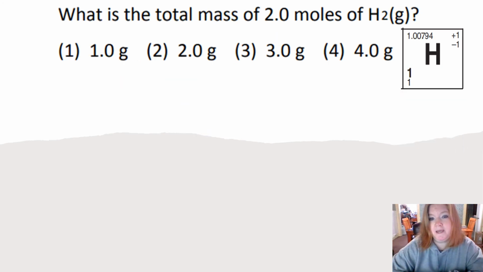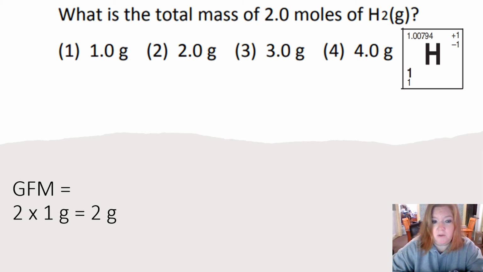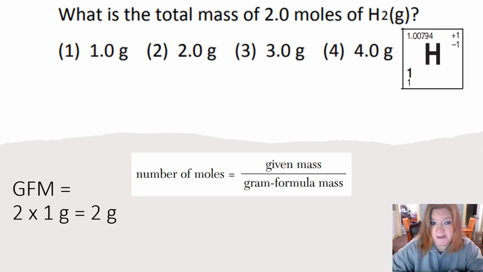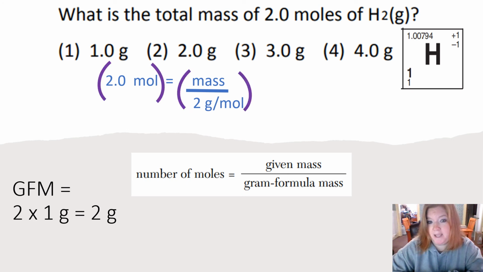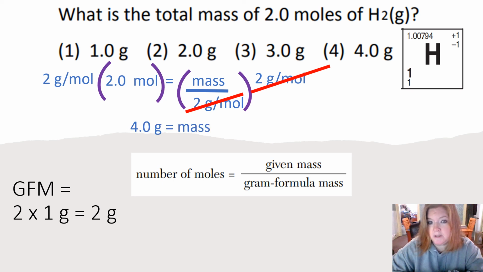What is the total mass of 2 moles of H2? Well, I look up H, I find the gram formula mass. There's the number of moles formula. I plug in what I have. I'm going to multiply both sides by 2 grams per mole. That is going to cancel that out. Moles will cancel out. It will leave me with grams. And there you go. Which that should make sense. If 1 mole is 2 grams, then 2 moles is 4 grams.